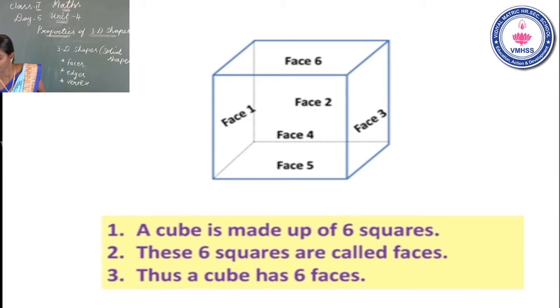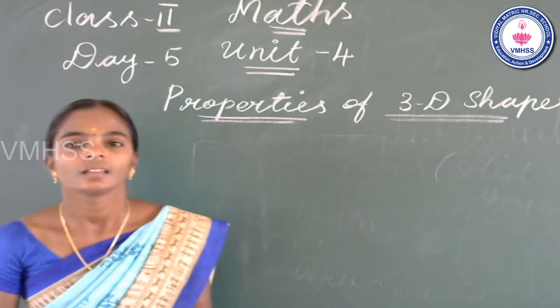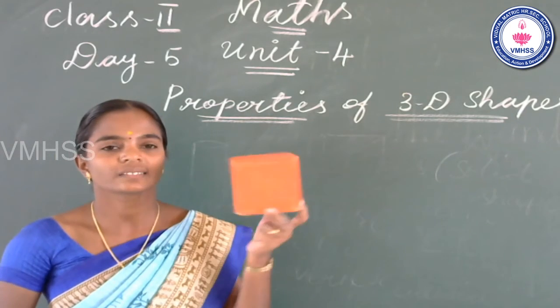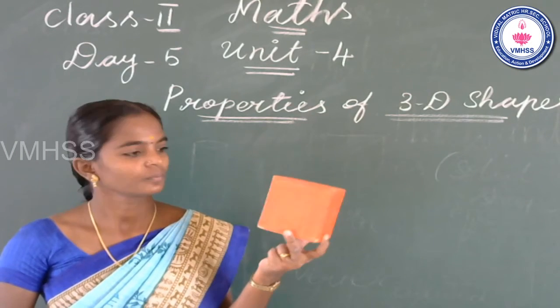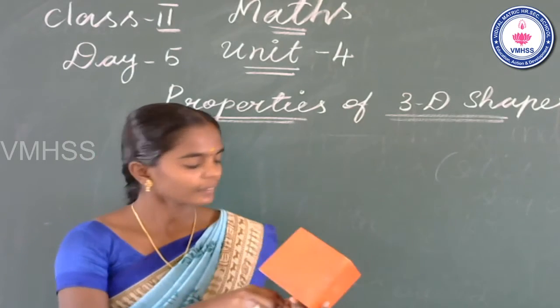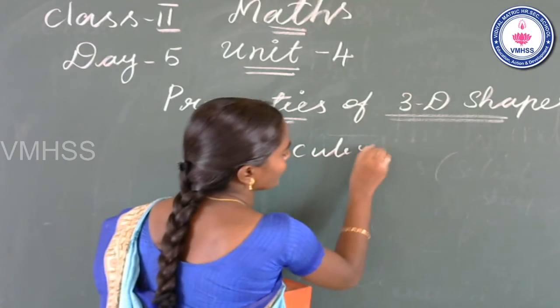Children, listen. First we see the properties of a cube. Children, look at the board, all of you. Students, listen. First we see the properties of a cube. What is the shape? Can you guess? Cube shape. Listen here, children. First we see the properties of a cube.